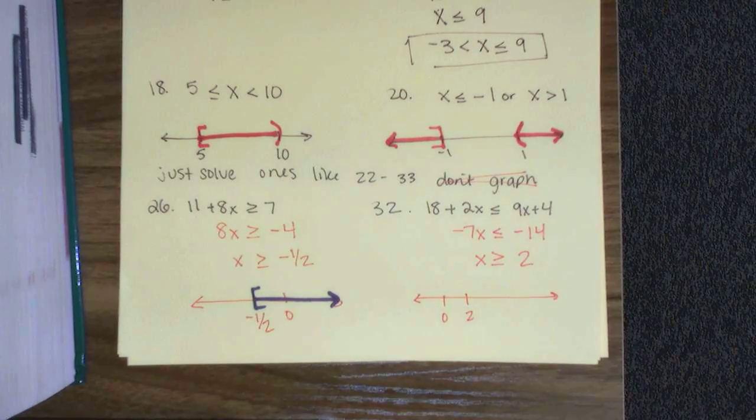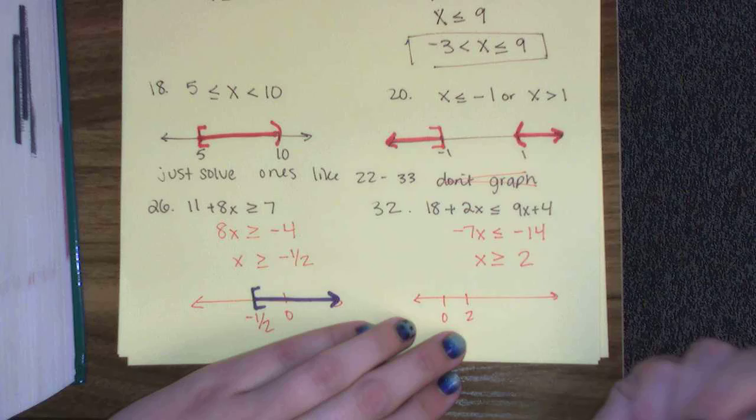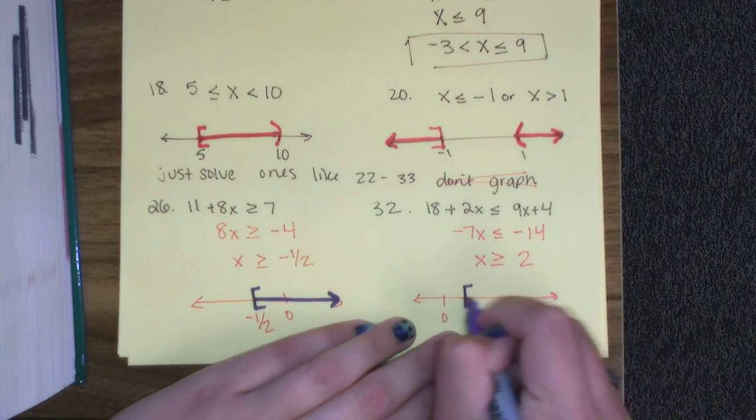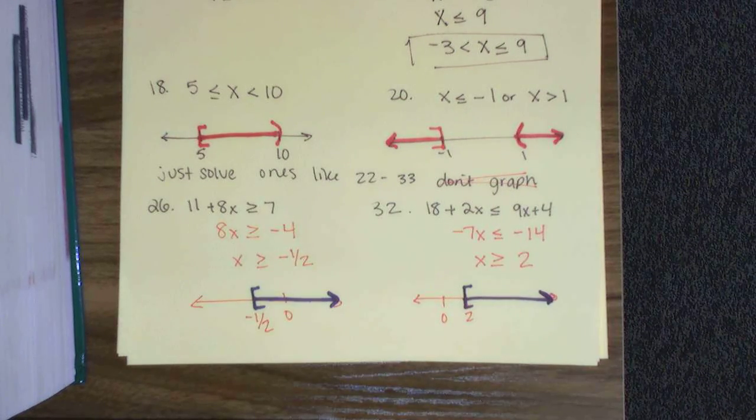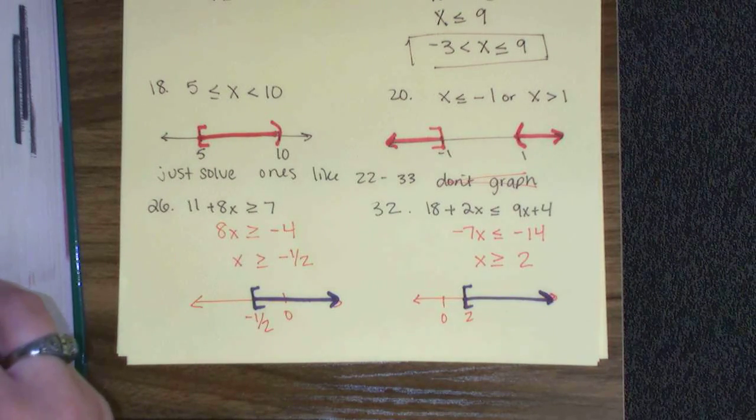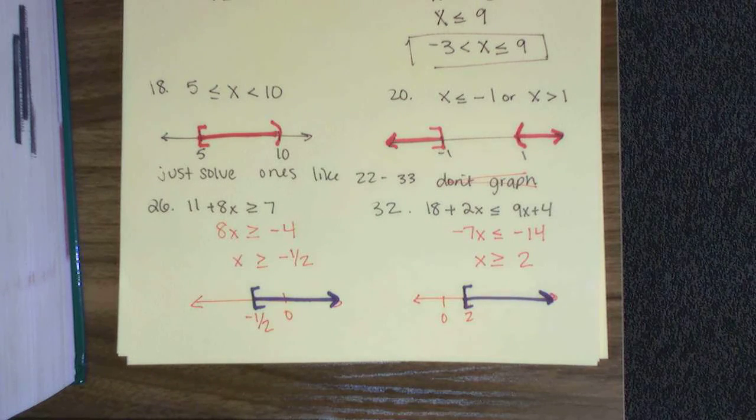X is greater than 2. Where is x greater than 2? To the right. Okay, it's greater than or equal to, so what do I have? Bracket or parentheses? Bracket to the right. Well, you don't necessarily have to have it on the left side, but if it's on the right side, you're probably going to get confused.